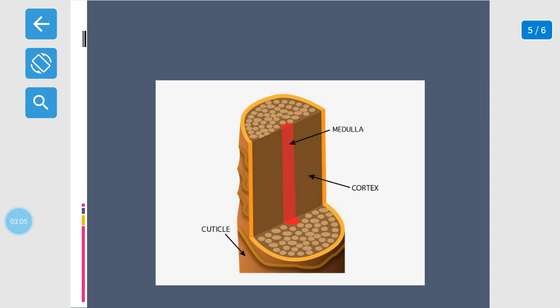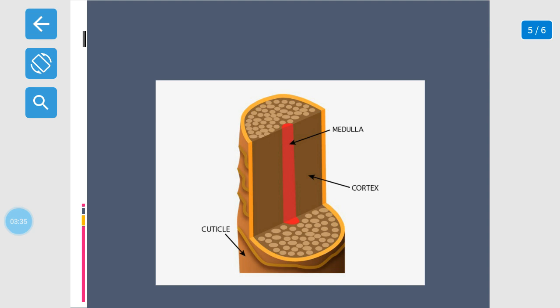Medulla. By understanding the medulla, we can know that a hair with a narrow medulla may be human hair, and a hair with a thick medulla may be animal hair. And the cortex is composed of fine fibers of protein material. It carries pigment material. It is useful to identify and individualize hairs.